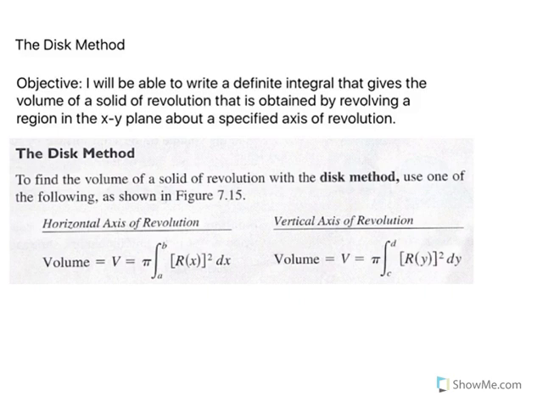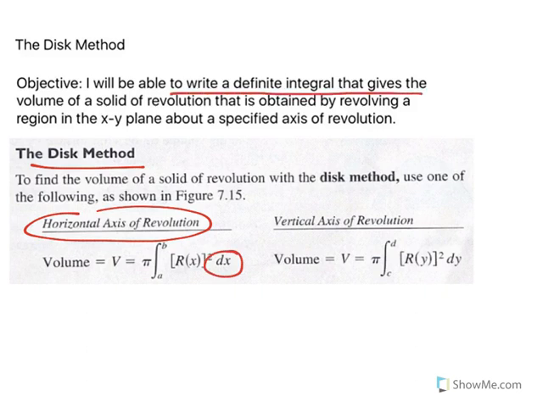So we looked at a couple of additional examples for using the disk method with the horizontal axis of revolution, and we focused on being able to write definite integrals that gave us volumes of solids of revolution obtained by revolving a region in the xy plane about a specified axis of revolution.